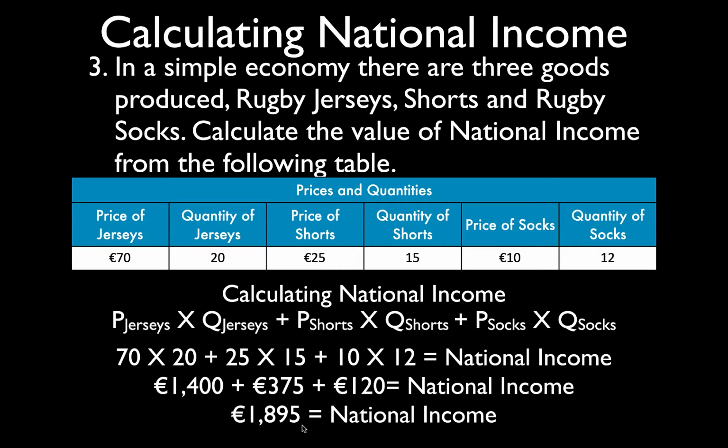Okay? And that means, and please understand this, our limit to our consumption this year is 20 rugby jerseys, 15 shorts, and 12 socks. We cannot consume any more than that. Now, we may wish to, but we can't. It is production that gives value. The prices, yes, but the production gives the opportunity for consumption, which is our measure of wealth in macroeconomics, and correctly so.